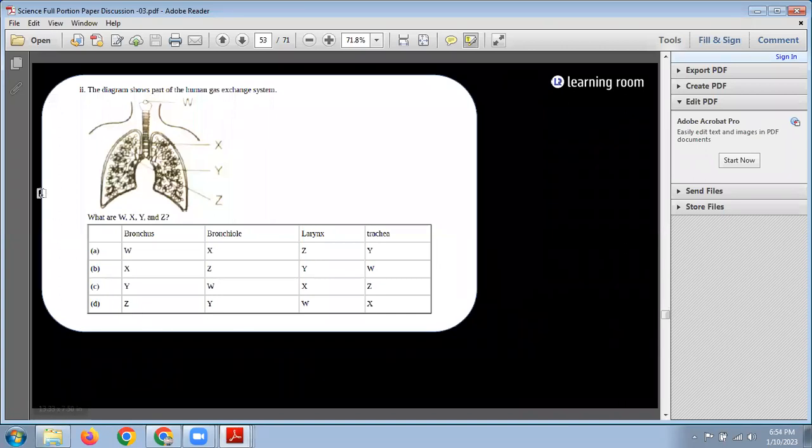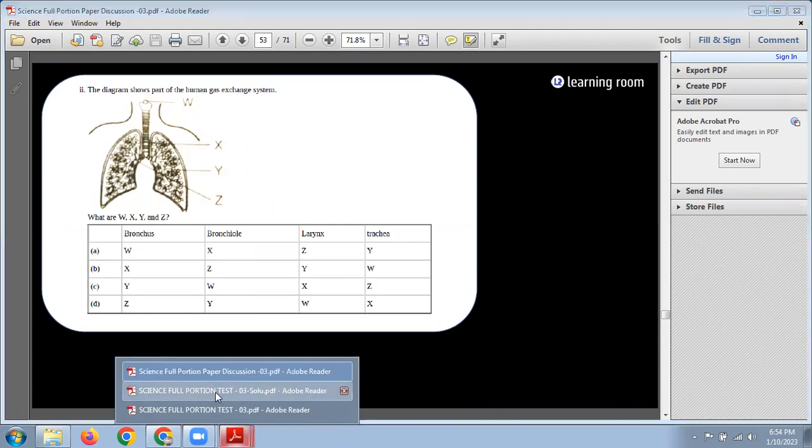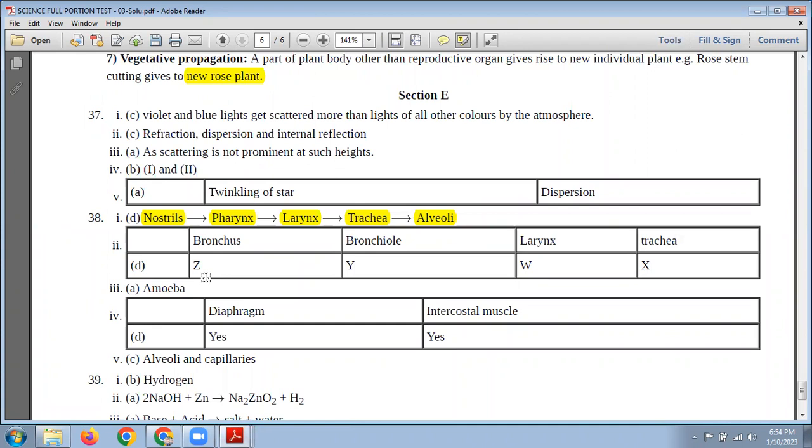Here, the diagram shows part of the human gas exchange system. So you tell me, what is it? W is what? Larynx. Then X is trachea, Y is bronchiole, and Z is bronchus. Actually, W is larynx, X is trachea, then bronchus, and then bronchiole.